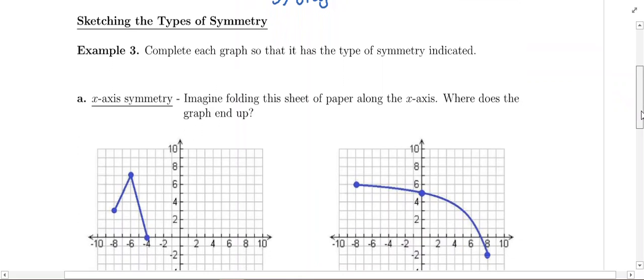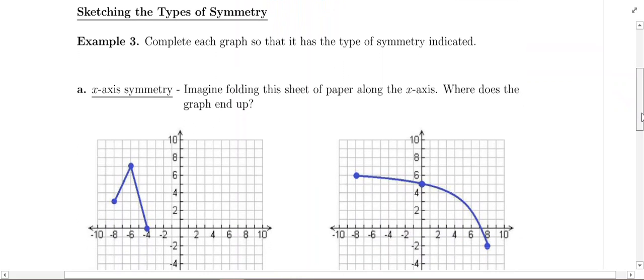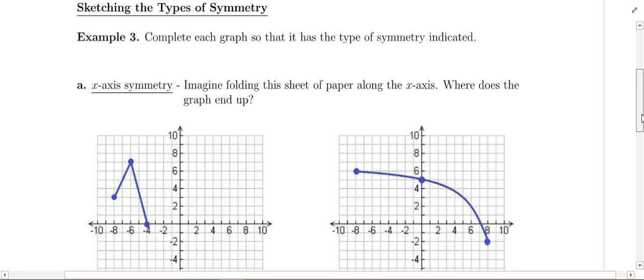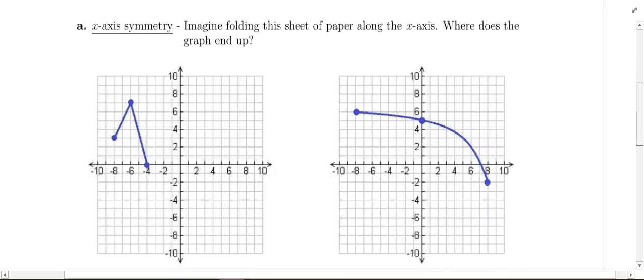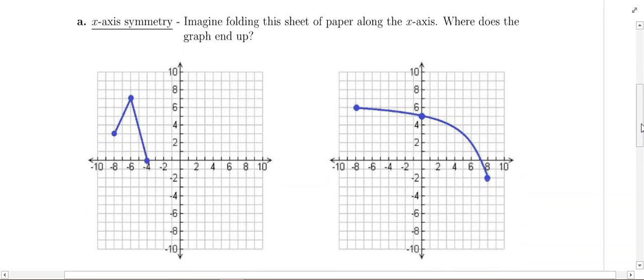If you read the directions in example 3, it says complete each graph so it has the type of symmetry indicated. All right, so in part A, we've got the 2 graphs, and the first thing we are going to sketch is x-axis symmetry. You may not know what that is, but there's a little statement there that tells you how you want to think of x-axis symmetry. It says imagine folding this sheet of paper along the x-axis. Where does the graph end up?